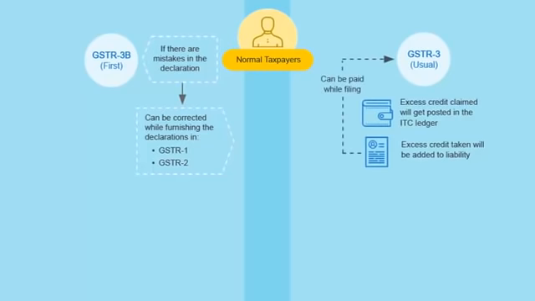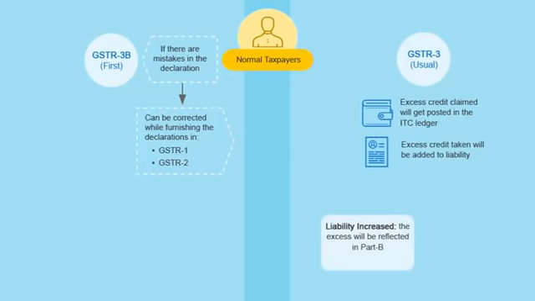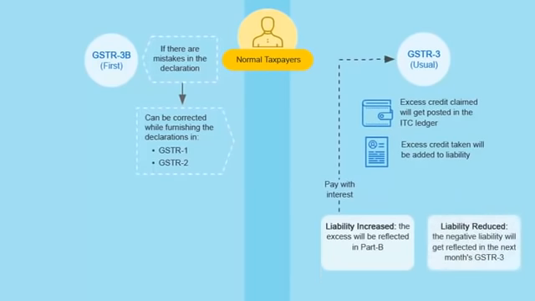while filing GSTR3. Further, if there is any increase in liability in GSTR3, the excess will be reflected in Part B, and the taxpayer can pay the liability along with interest. If the liability gets reduced while filing GSTR3, the negative liability will get reflected in the next month's GSTR3, which can be offset in the subsequent tax period.